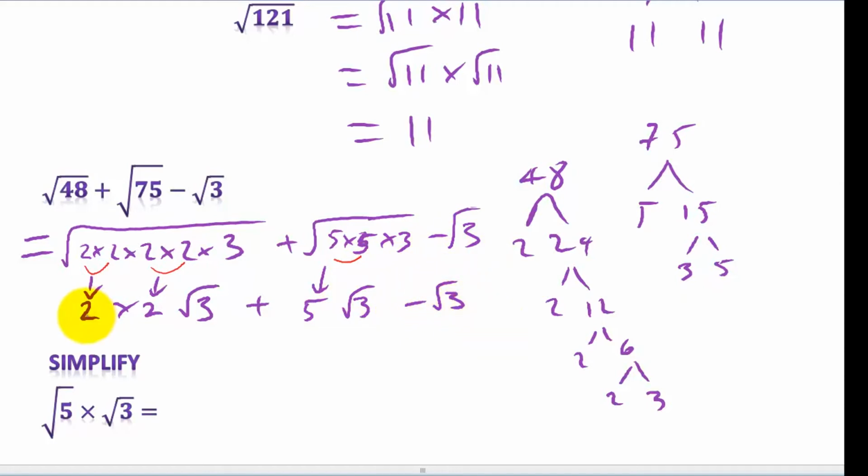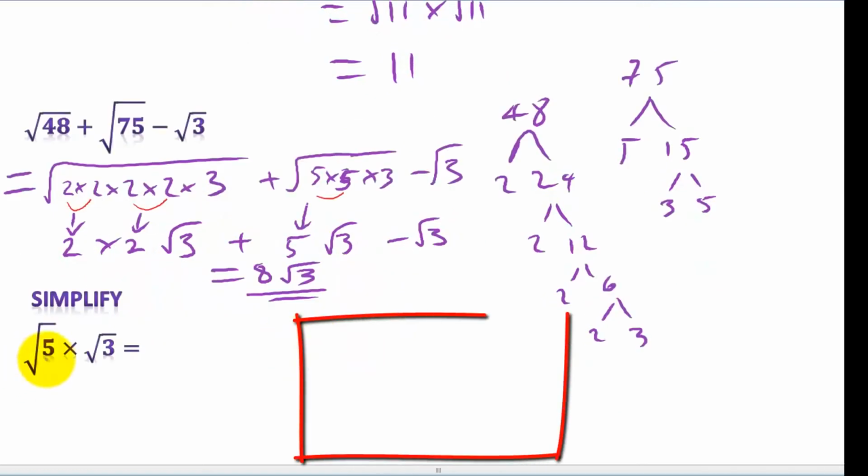So 2 times 2 lots, which gives you 4 lots, plus 5 lots gives us 9 lots, minus 1 lot equals 8 lots of the square root of 3. And that is how we can add these all together. So notice I got these all down to the lowest form, so I took out all the square numbers and left with numbers which are not square numbers under the square root, and funny enough they all match up to be root 3, so therefore I can add them together because I have 4 lots, 5 lots, minus 1 lot.